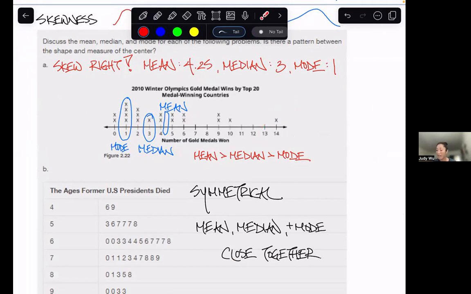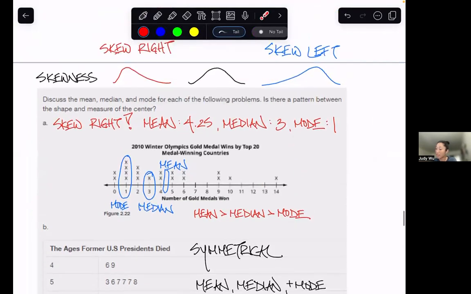On the flip side, if we had a very young president who died, unfortunately, let's say we had a president who died at 30, that would be more something like this, where we've got an outlier all the way on the left, and that's going to pull the mean to the left, okay?